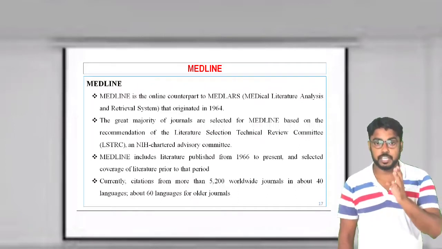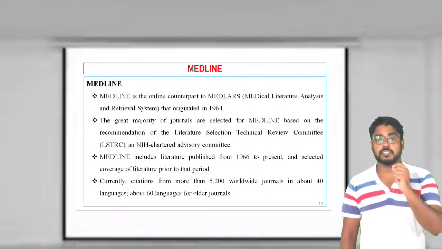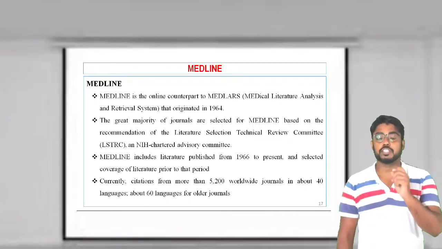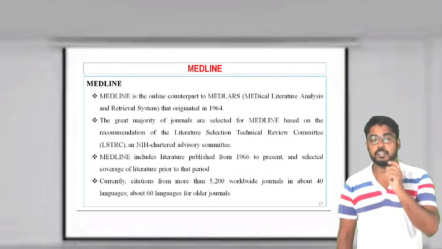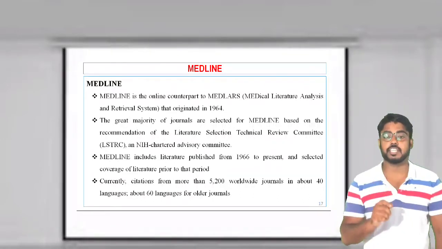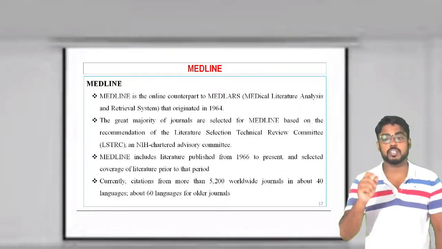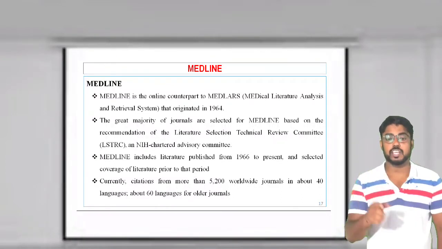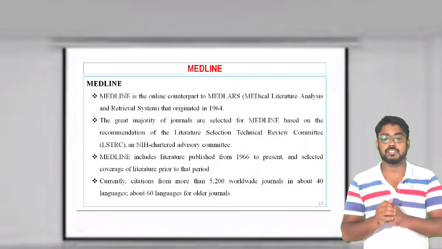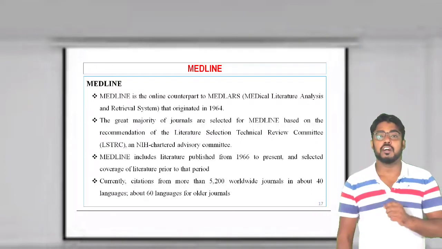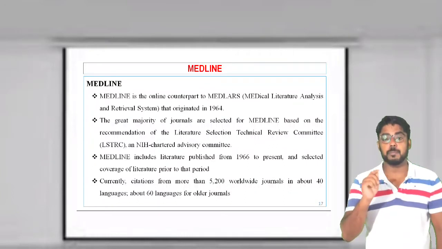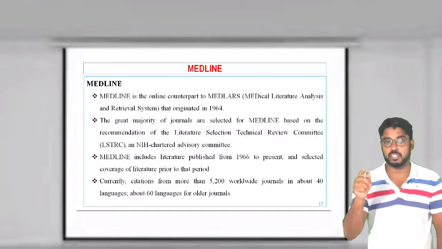Medline includes literature published from 1966 to the present, and some selected coverage of literature prior to that period is also present in Medline. Currently, it has citations from more than 5,200 worldwide journals in about 40 languages, and about 60 languages for older journals.